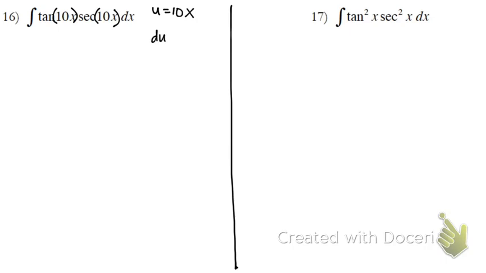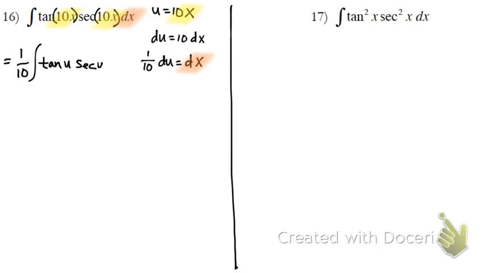The derivative of that, du, is 10 dx. I don't want that 10, so I'll divide it over to the other side. 1/10 du equals dx. And then I'll go ahead and proceed to highlight everything that's going to be substituted. So each of my 10x's will be substituted with a u, and my dx will be substituted with a 1/10 du. So if I do this substitution, I get 1/10 times the integral of tangent of u, secant of u, du.